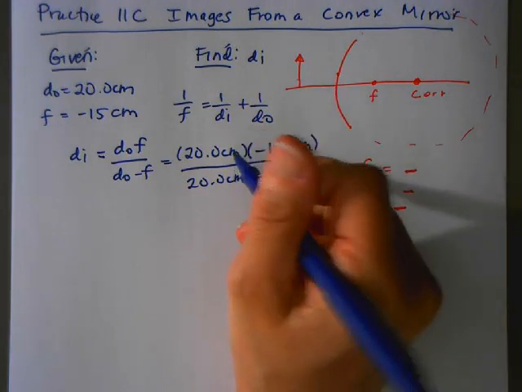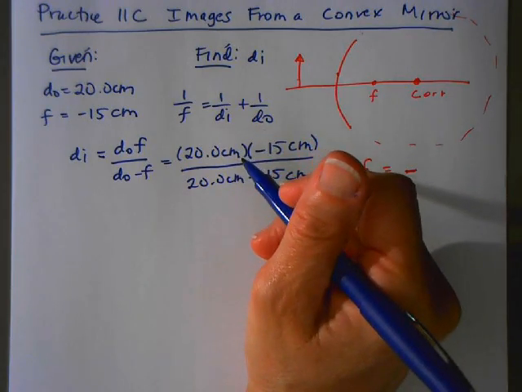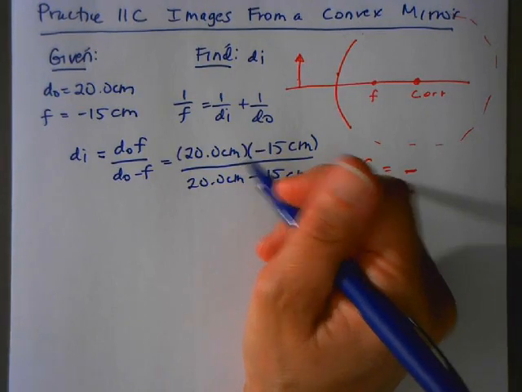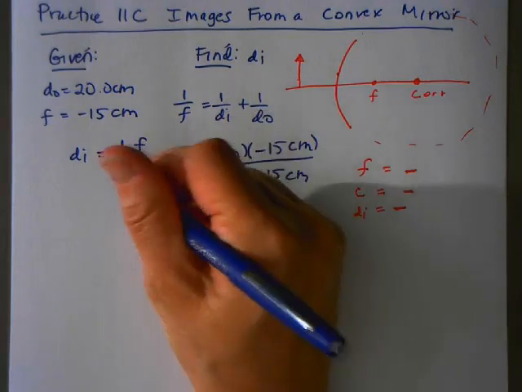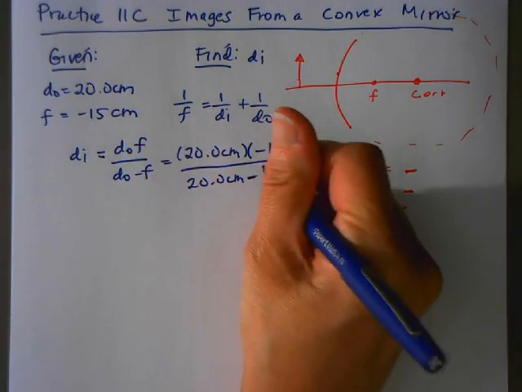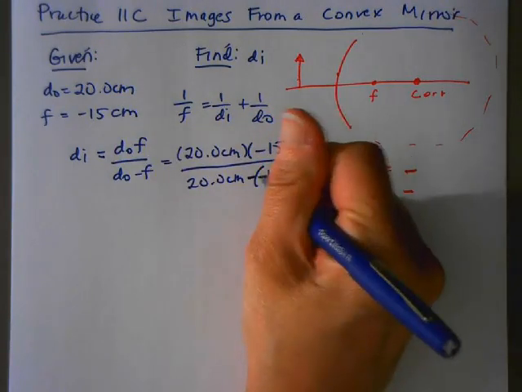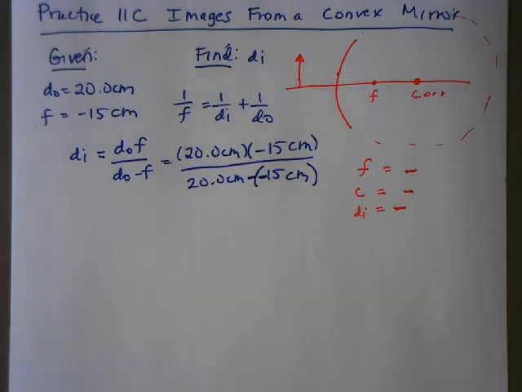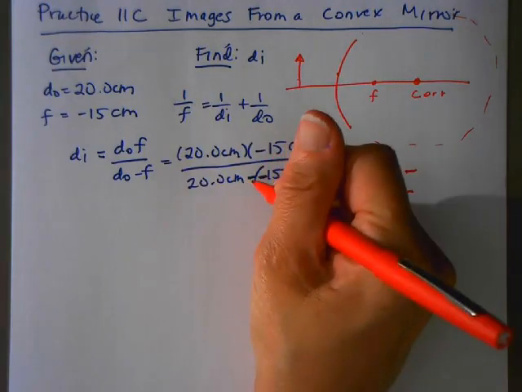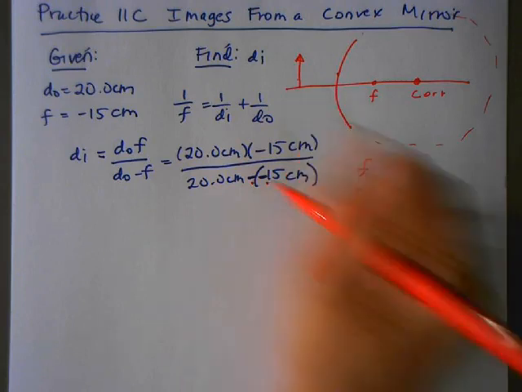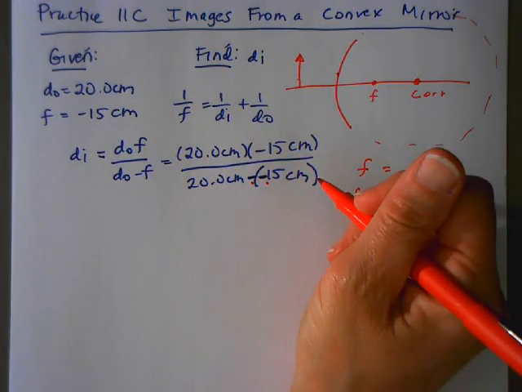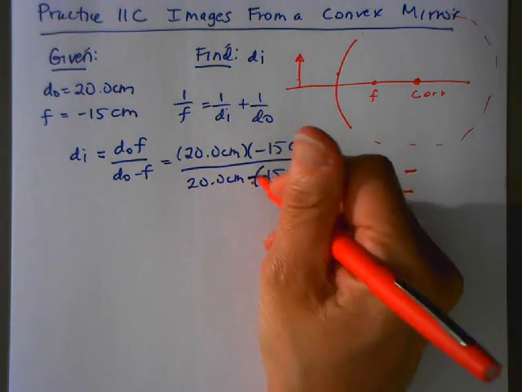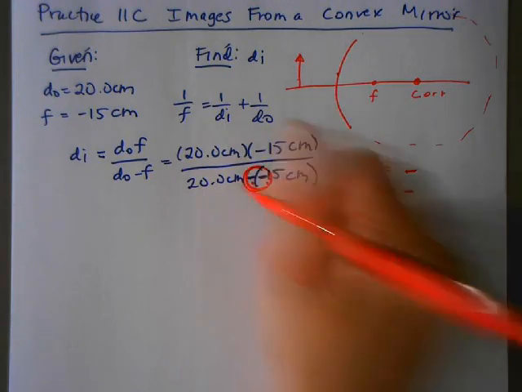So 20 times 15 would be 300 divided by, now this is where people are going to make a mistake, and I already did it. It's DO minus F. So this is negative 15. So in my denominator, a negative and a negative is a positive. Okay? So you have to be very, very careful here with my sign.